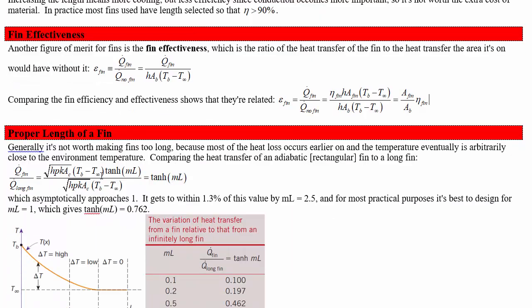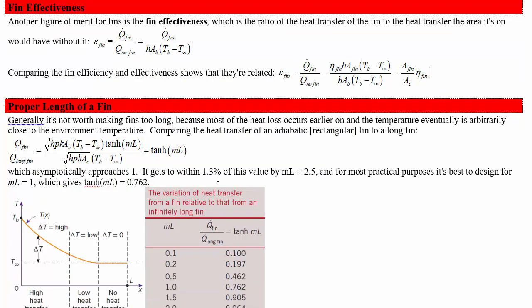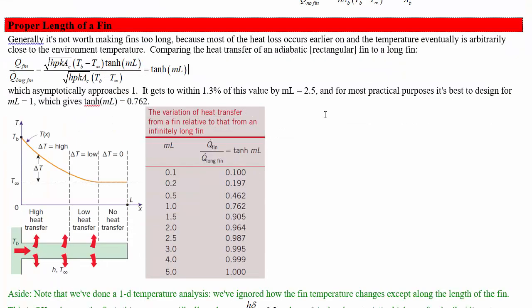Okay, so making the fin longer leads to more heat dissipation, but the amount of heat dissipation starts to trail off as you add more and more length to the fin, because the temperature starts to go more and more towards the free stream temperature. So making the fin infinitely long doesn't really give you infinite heat dissipation unless your conductivity stays up there. So you can see what happens here to the heat dissipation by the fin compared to the heat dissipation of an infinitely long fin as you increase the length of the fin.